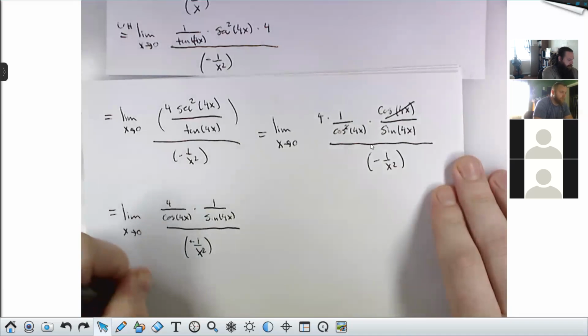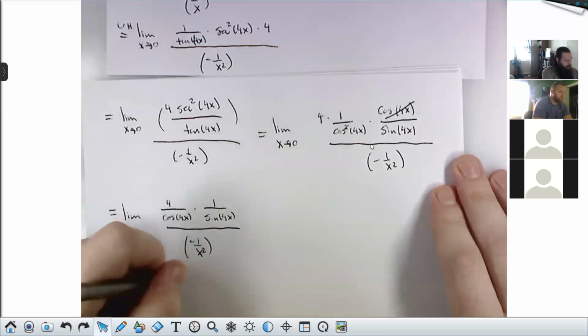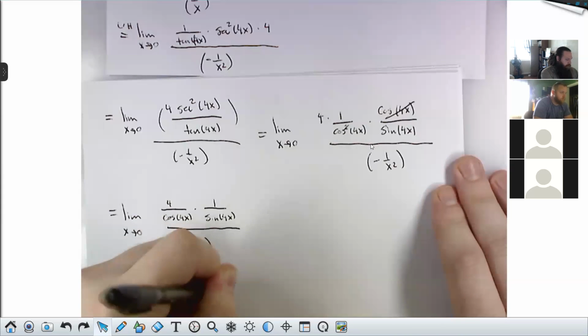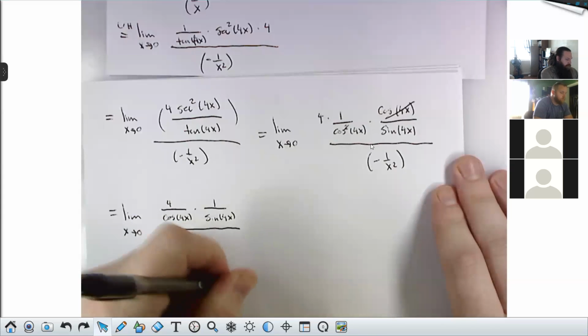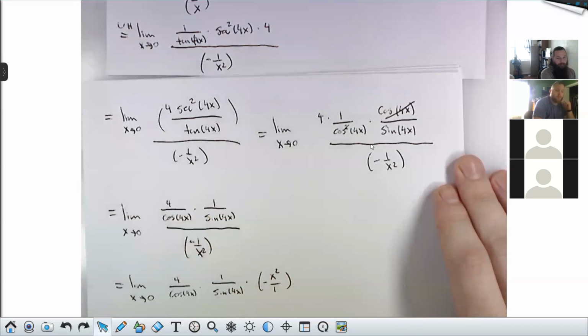So if we do that, then this will be, how do we want to write it? I'll write it just really carefully like this. 4/cos 4x times 1/sine 4x times -x²/1.